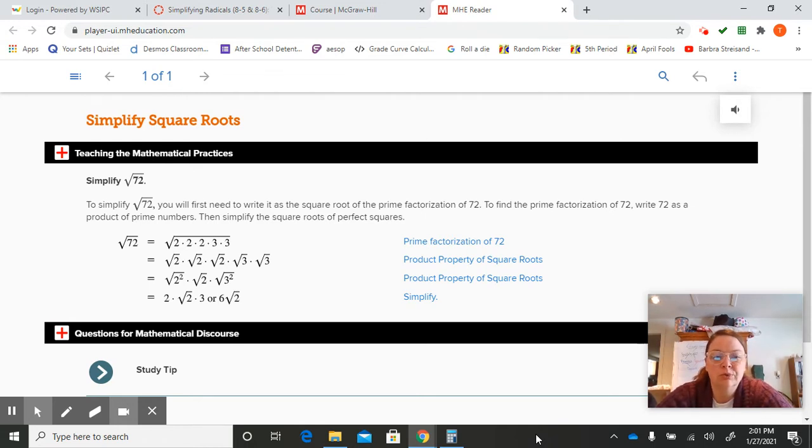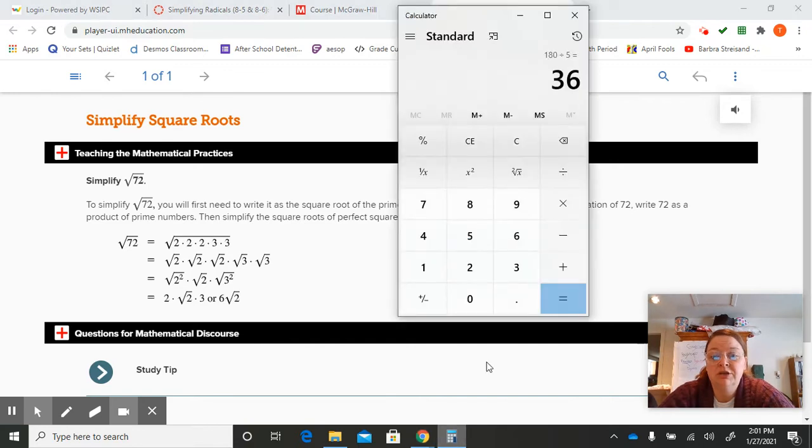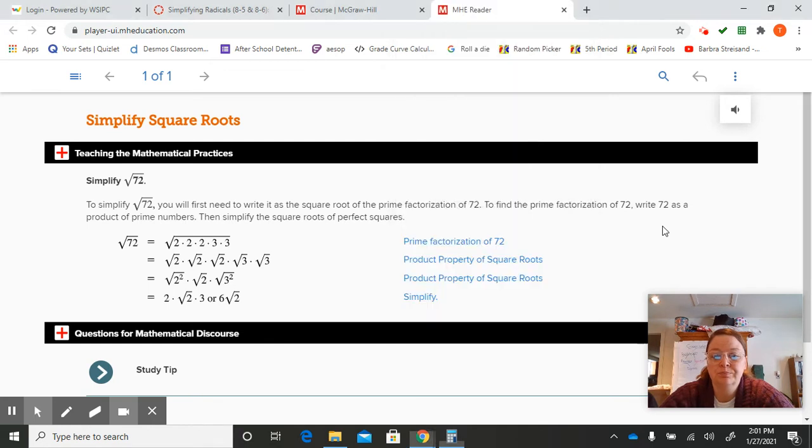To simplify the square root of 72, you will first need to write it as a square root of a prime factorization of 72. The reason for this is because if you put 72 into the calculator and you try to take the square root of it, you get this really ugly decimal. So sometimes it's better to leave things in the radical form than to try and use the decimal form.